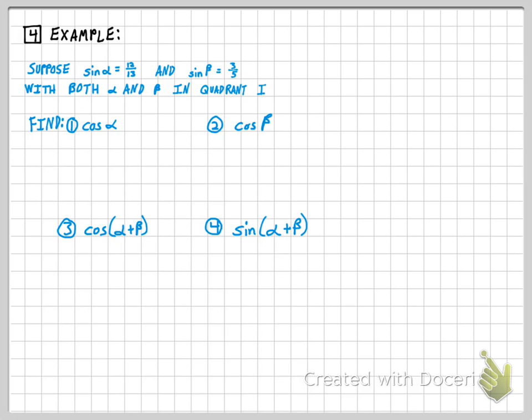Alright, let's look at one other kind of example that you might see. At the top of this problem is a description, and then you have 4 different questions that all relate to either alpha, beta, or a combination of alpha and beta. Alright, so the given conditions are that the angles alpha and beta are both in quadrant 1, so we don't have to worry about any negative signs or anything like that.